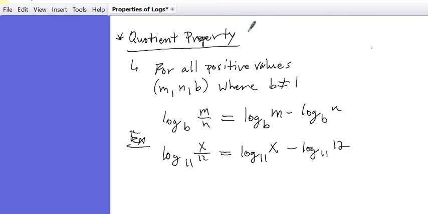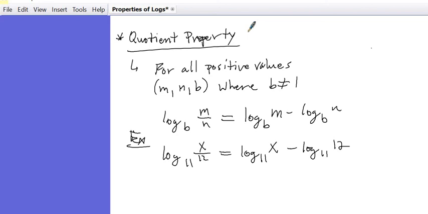The quotient property. I'll let you copy this down, then we'll discuss it. The quotient property says for all positive values m, n, and b, where b is not equal to 1, the log base b of m over n equals the log base b of m minus log base b of n. Just like when we divided powers with a common base, we subtracted the exponents, we're doing the same thing here. That and this are intimately connected.